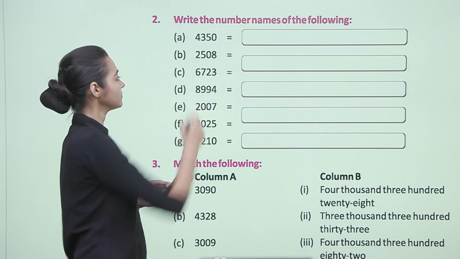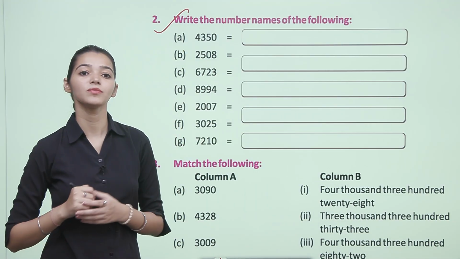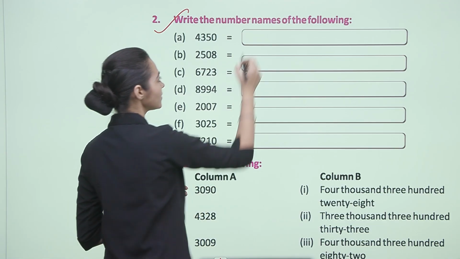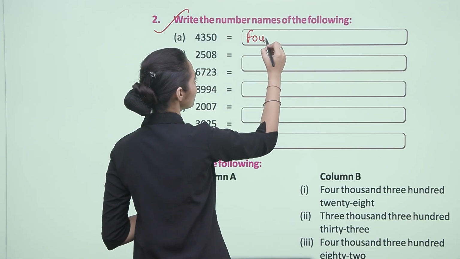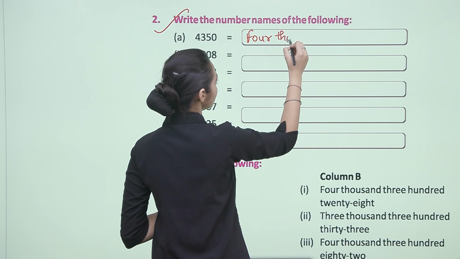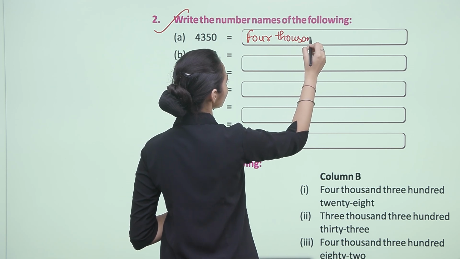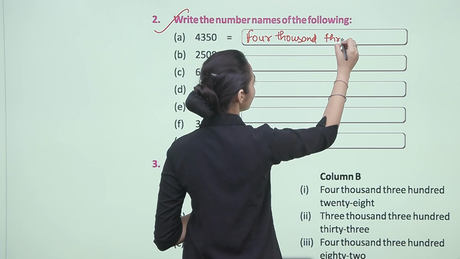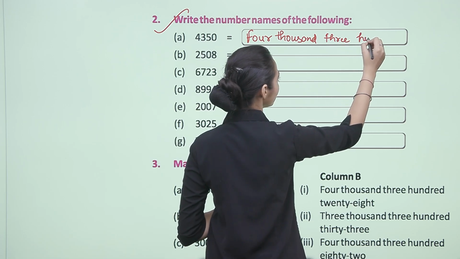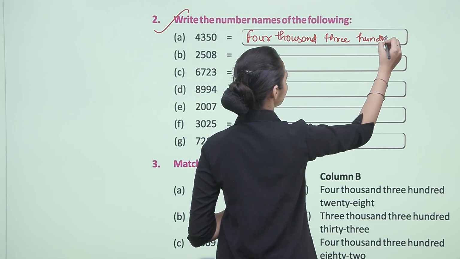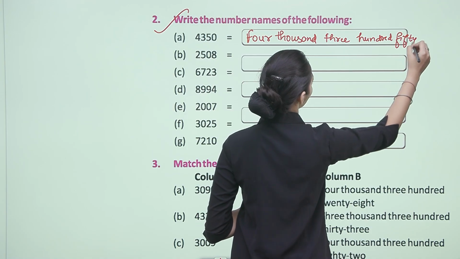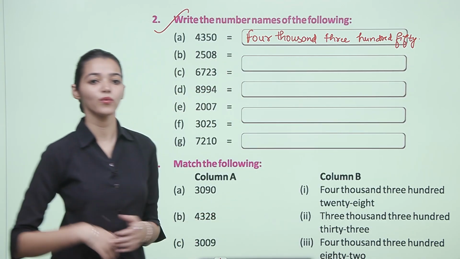In the next one, we have to write the number names of the following. So the first one is... 4,350. That's how we can complete it.